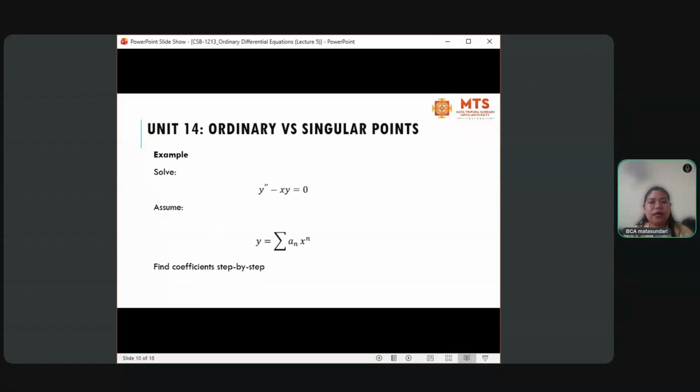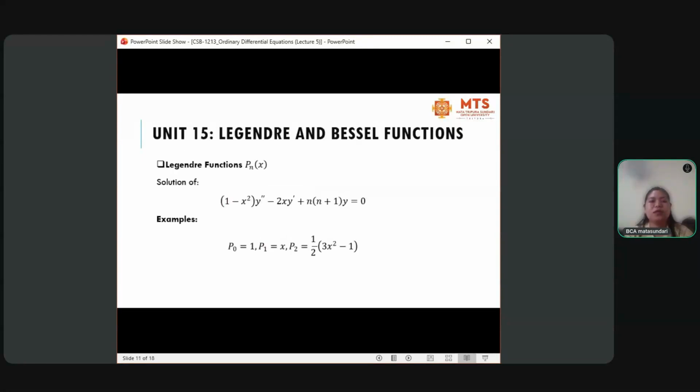Next example, this one you solve at home. Solve y double dash minus xy equal to 0. Now we have to assume y equal to summation of a suffix n x to the power n. Find the coefficients step by step. Now your work is to find the coefficients step by step. Okay, next moving to our Unit 15, Legendre and Bessel functions.